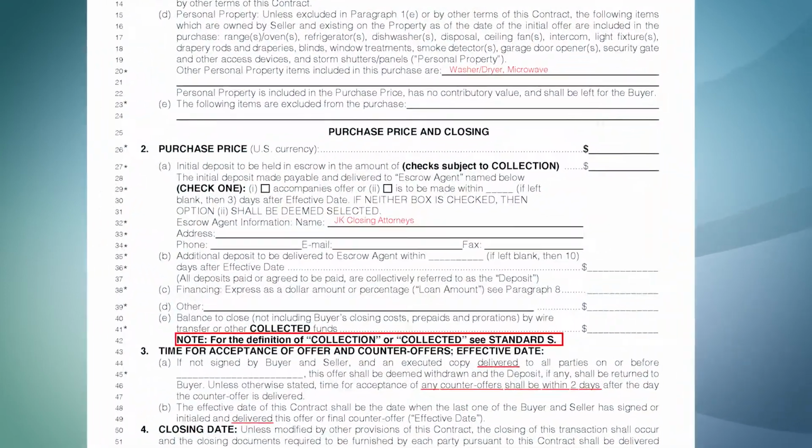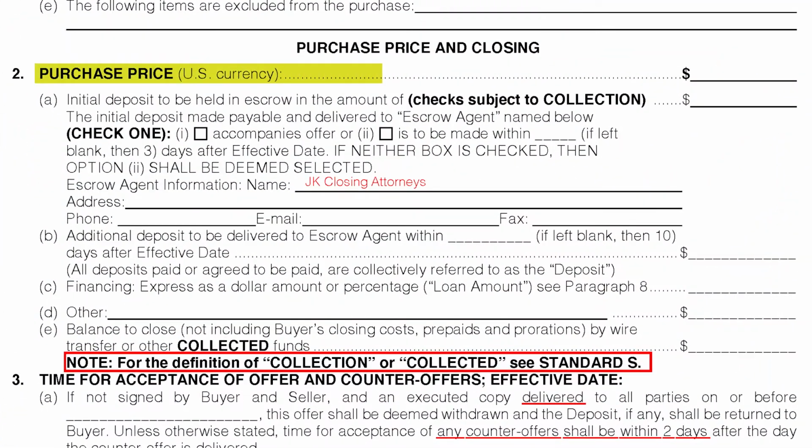Section here for purchase price. On line 26 there, you're gonna write what the purchase price is, then the initial deposit goes below that. The additional deposit is on the next line. Any financing is below that.